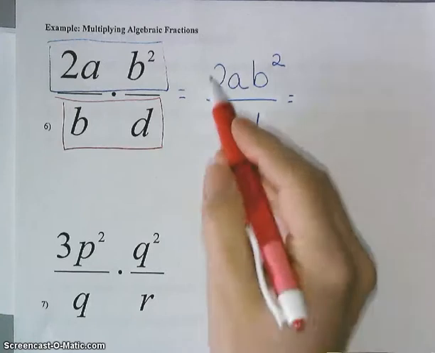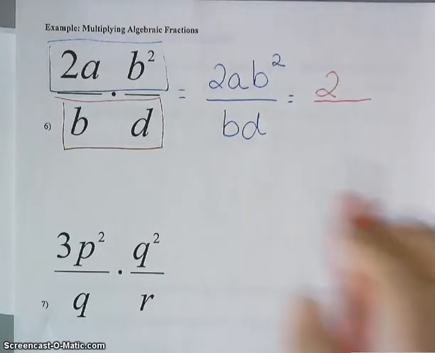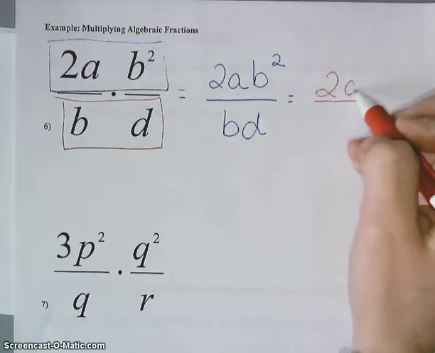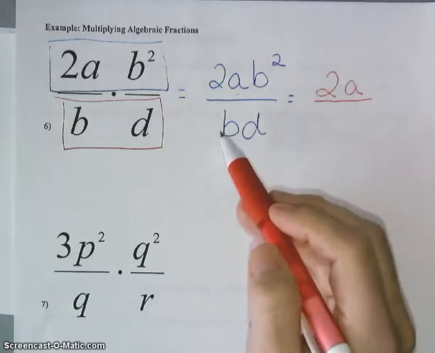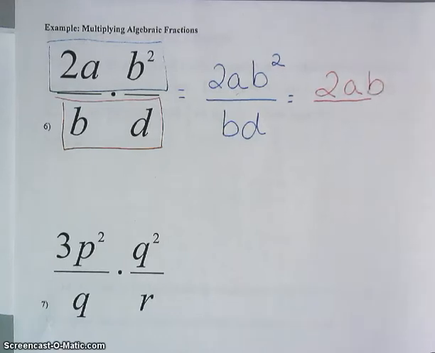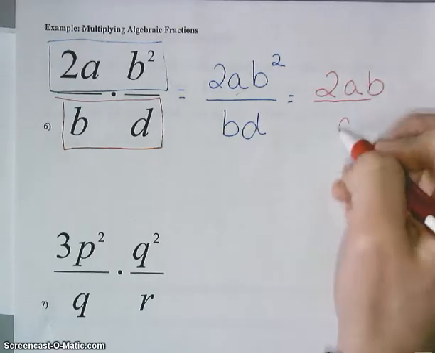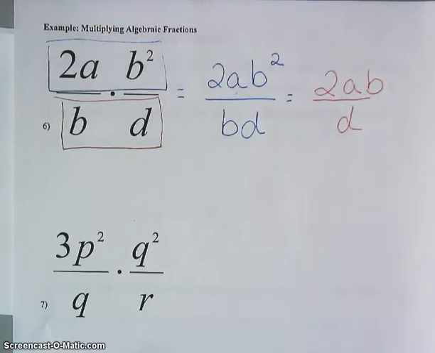Well, there's no big numbers on the bottom, so my 2 is going to stay on the top. I have no a's to cancel, so my a will stay. I have 2 b's on top, b squared, and I have 1 b on bottom, so that means I have 1 b that still is on top, and then I still have my d left over. You look, there's no variables on both top and bottom, so you know you're done.